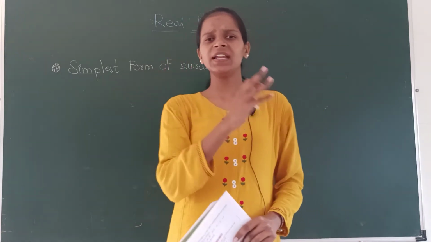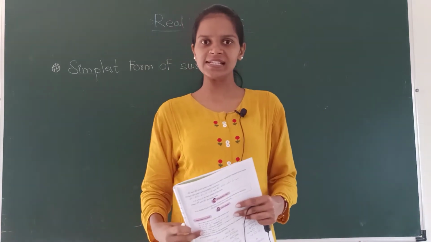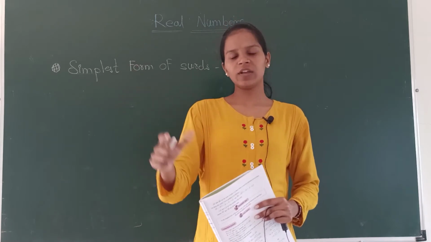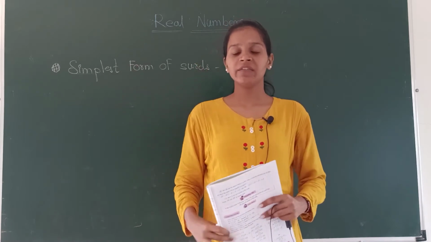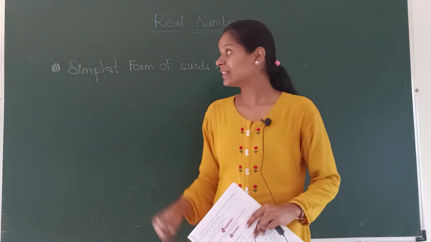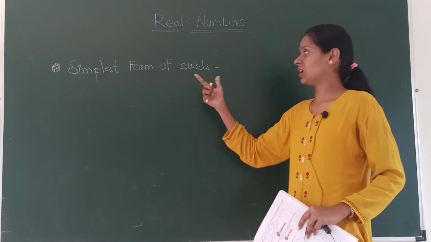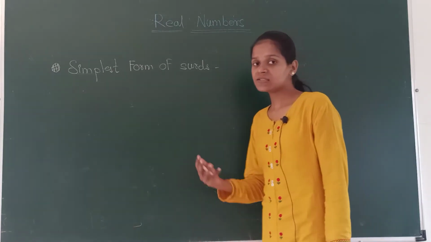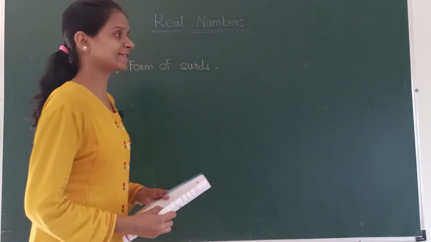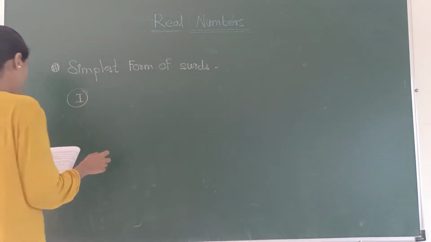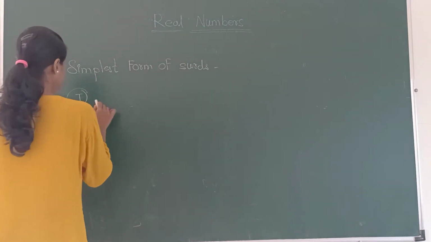From very beginning standards, that is from 5th or 6th standard, we were solving the equations in the simplest form. We were solving equations to make them more simple. Now we will do the same thing to obtain the simplest form of surds. Let's move towards the simplest form of surds. We will see the example so that you will understand.